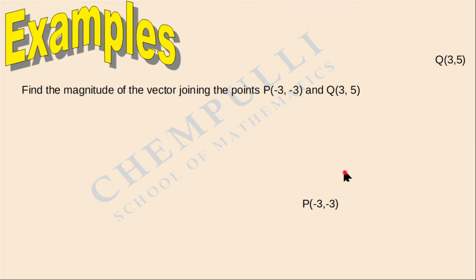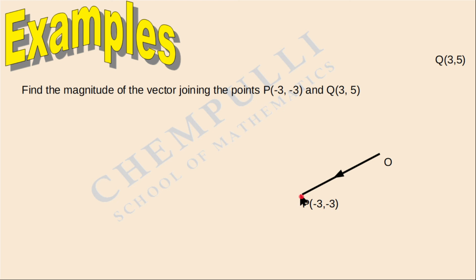Then next, which method are we using? This type of question always uses the position vector method. For the position vector, we have to mark the origin O. Then first we take the position vector of P, that is vector OP. You can draw that vector OP. We know the point P is (-3, -3). What is vector OP?